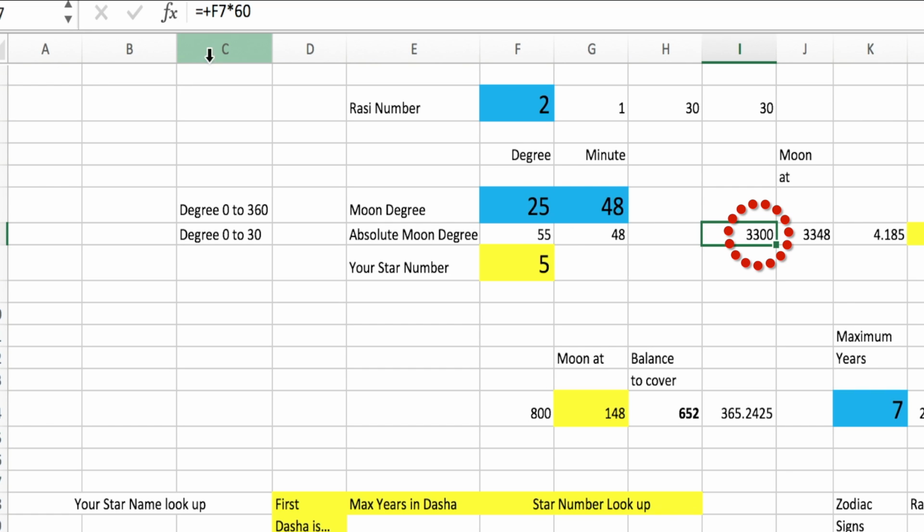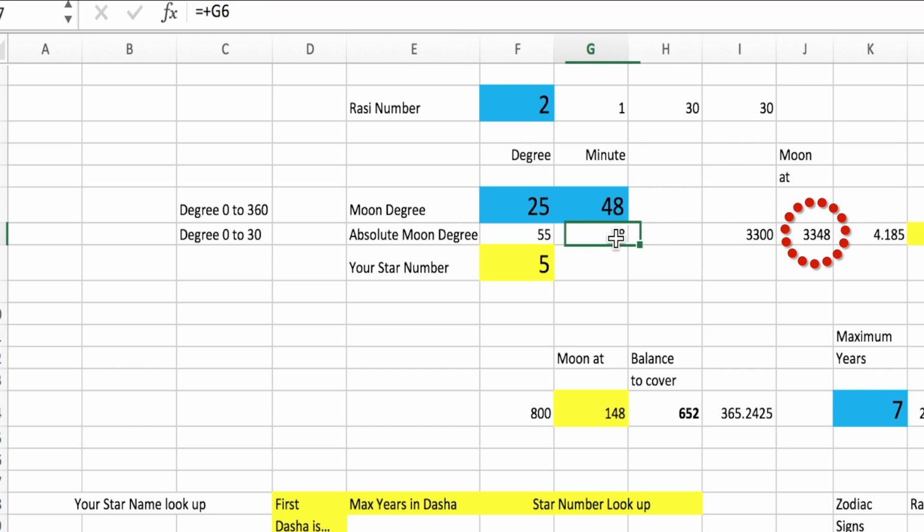3300 you see here, you can always refer here. The formula is given on the top. F7 into 60 gives you this. Because this is degrees, we are converting it into minutes because it's easier to work with minutes. 55 into 60, you got this. And this one over here is this plus this. So 3348 minutes of the arc the moon has crossed.